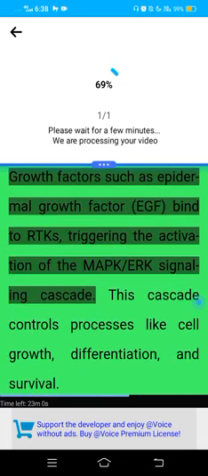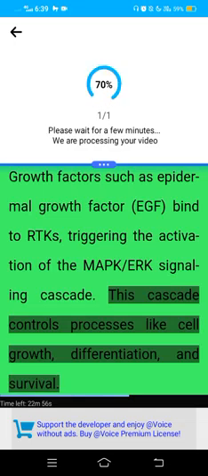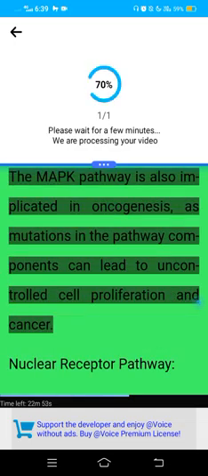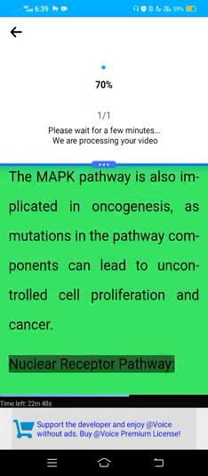MAP kinase pathway. Growth factors such as epidermal growth factor, EGF, bind to RTKs, triggering the activation of the MEK-ERK signaling cascade. This cascade controls processes like cell growth, differentiation, and survival. The MEK pathway is also implicated in oncogenesis, as mutations in the pathway components can lead to uncontrolled cell proliferation and cancer. Nuclear receptor pathway.